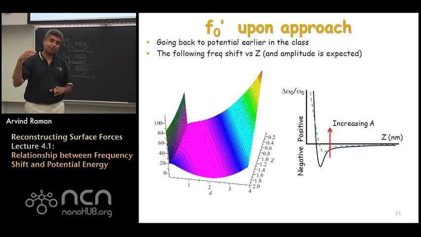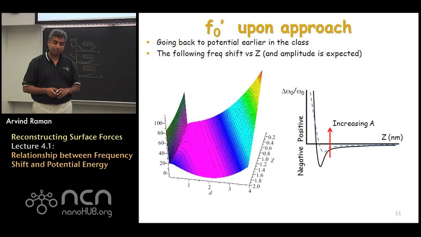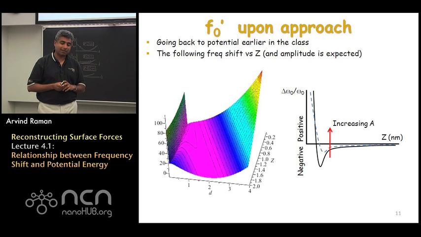As you approach a sample, the frequency shift should become negative first, and become positive again. And it should also depend on the oscillation amplitude, in the sense that large oscillation amplitudes will tend to minimize the effect of the attractive forces, and small oscillation amplitudes will amplify and make much more clear the effect of the attractive forces.